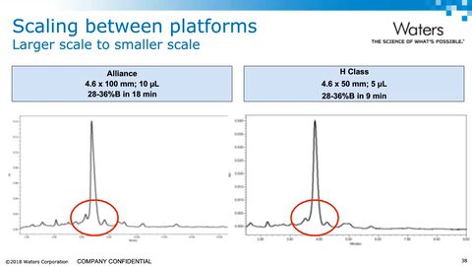Scaling from the Alliance down to the smaller column on the H-Class, as you can see, gives me exactly the same chromatography. As I mentioned before, when you follow all of the rules, you will get the same chromatography, which is the goal. We don't want any surprises. In this particular example, for collection, I isolated the impurity peak that runs before the peptide of interest, the peptide, and the impurity peak that is eluting after the peptide.